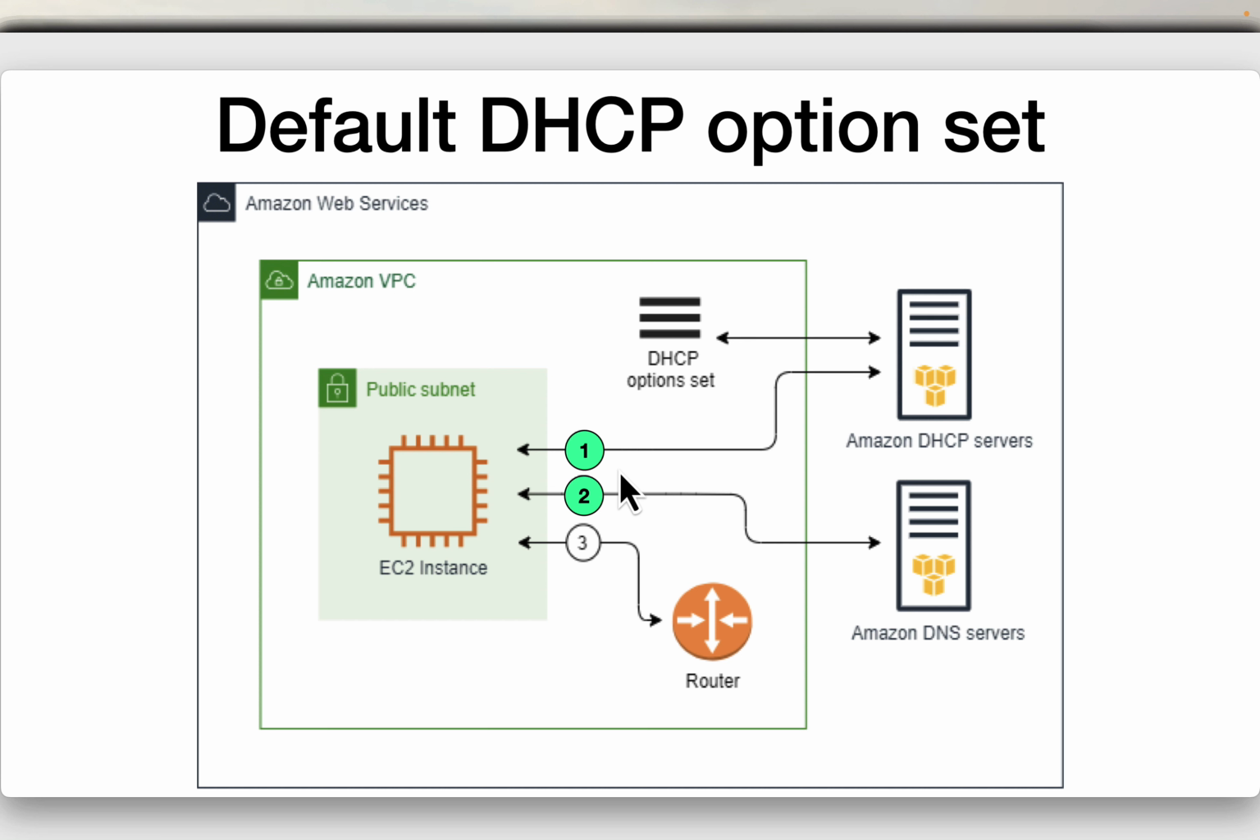Second, the EC2 instance uses the Amazon DNS server for domain name resolution, translating human-friendly domain names into IP addresses that computers use to communicate over the internet. And third, the instance connects through the VPC's router to access other devices and services. The router serves as a gateway for the EC2 instances to send and receive traffic to and from the internet or other networks. And this whole setup allows EC2 instances to automatically receive their network configuration, which simplifies the management of network settings within the Amazon VPC.